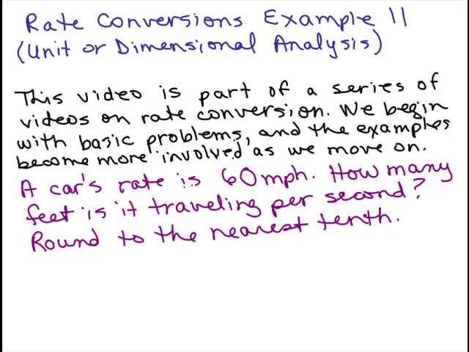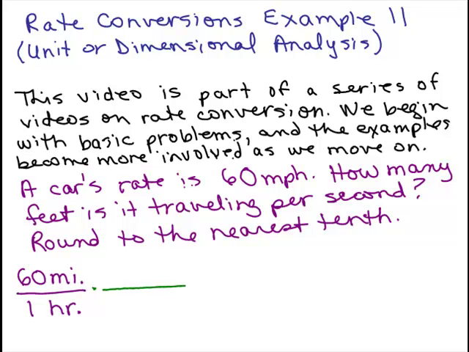This is example 11 of rate conversions. In example 10, we did a problem where we were given that the car's rate was 60 miles per hour, and then we found out how many meters it was traveling per second. I thought it would be kind of fun to see how many feet it was traveling per second. So let's see, we've got 60 miles per hour, 60 miles per 1 hour. I want to change that to feet per second, so I need to do some conversions here.